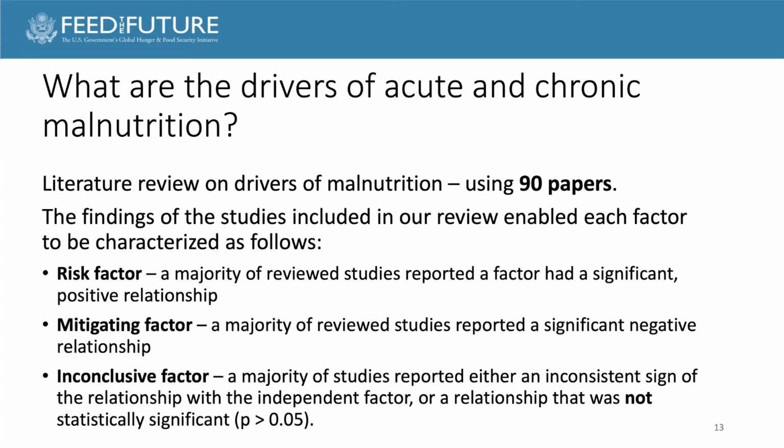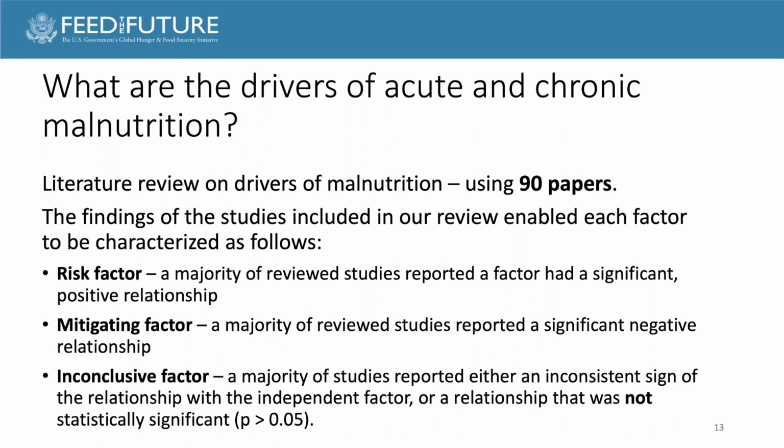And so there are risk factors, which are factors that contribute to the decline of food security, and some that mitigate. For example, when you have a new job, you have more income and therefore are more likely to be food secure. And then you have inconclusive factors, where the majority of studies reported either positive or negative. So sometimes we just don't know how that factor affects outcomes.